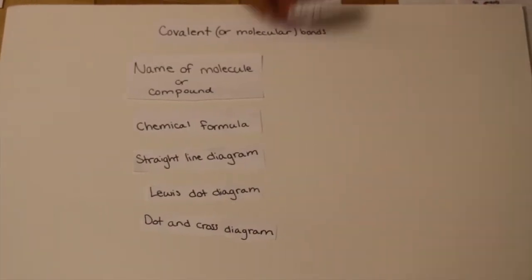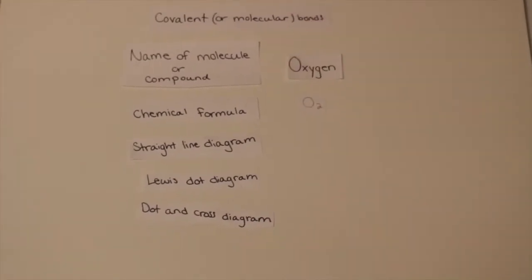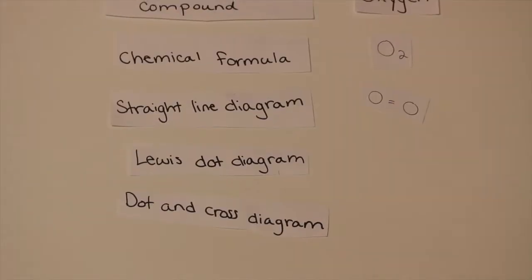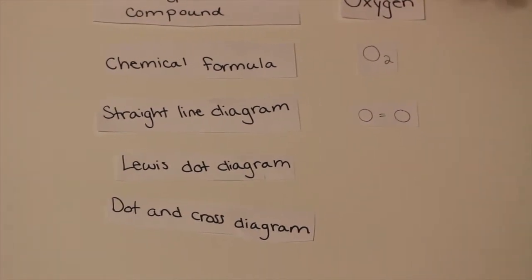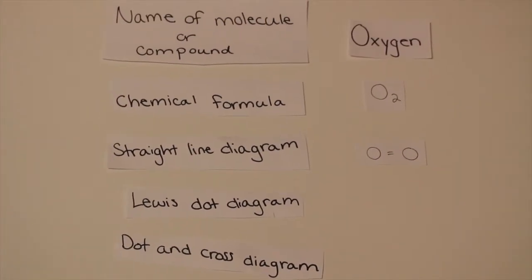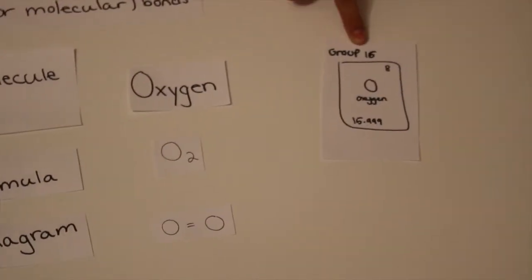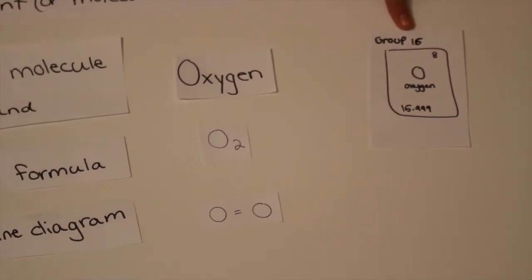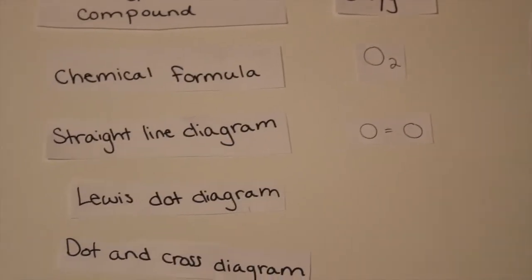Here's another example: oxygen. The chemical formula would be O2, and the straight line diagram would be this. There are two lines instead of one because oxygen shares 4 electrons instead of just 2. You can see here that it's in group 16, which means that there are 6 valence electrons in its outer shell. We need 2 more to make it happy because the second shell, which is the shell it's in, can have a total of 8 electrons.